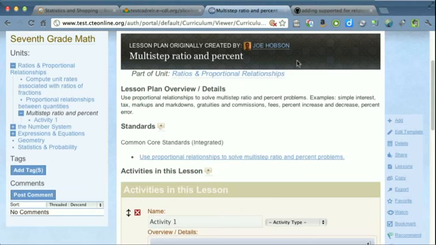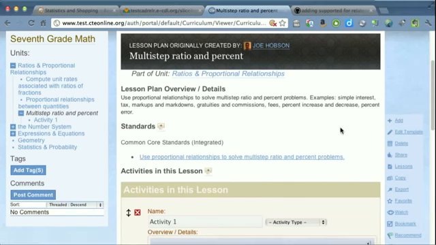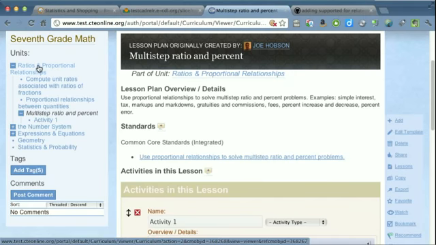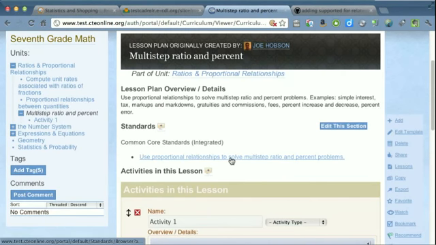Now we have a teacher in CT Online, and for illustration purposes, the outline of this curriculum that they're putting together is based on the 7th grade math curriculum. This unit is on ratios, proportional relationships. This teacher is putting together a lesson on the multi-step ratio and percents. As you can see, they have their standards selected.